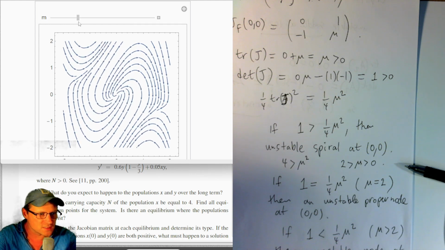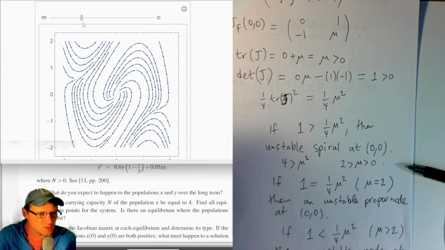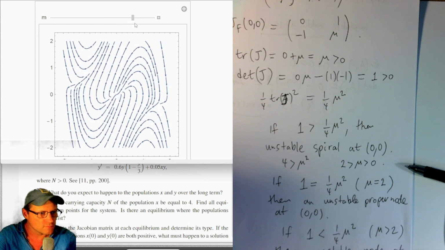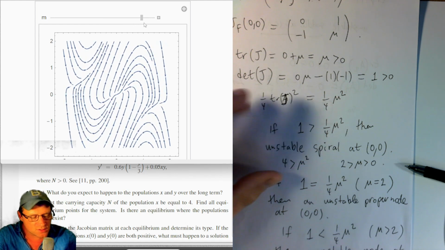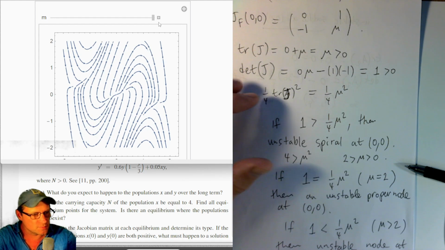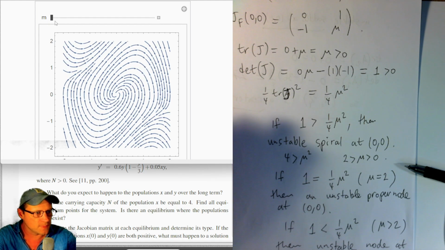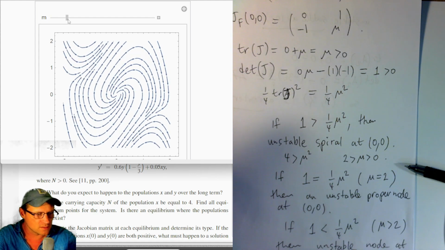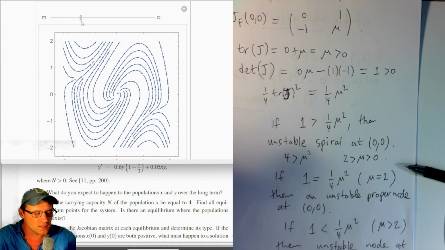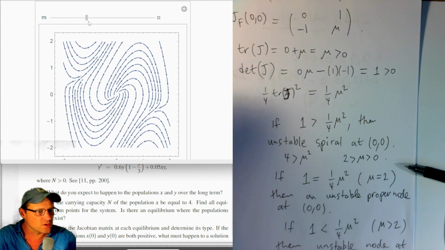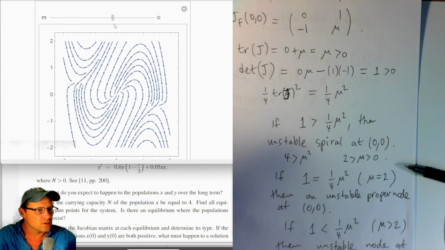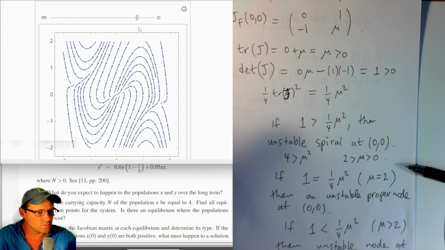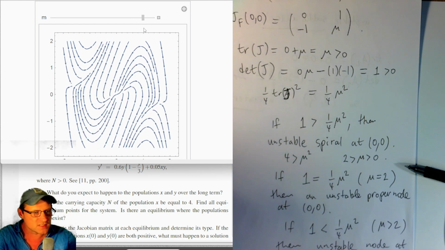Goes from an unstable spiral as we increase mu to an unstable node. Okay, so let's do that again. Here we've got an unstable spiral. Somewhere we hit mu equals 2, and we get an unstable proper node. Looks like it could be happening around here. And then after that, we have an unstable node.